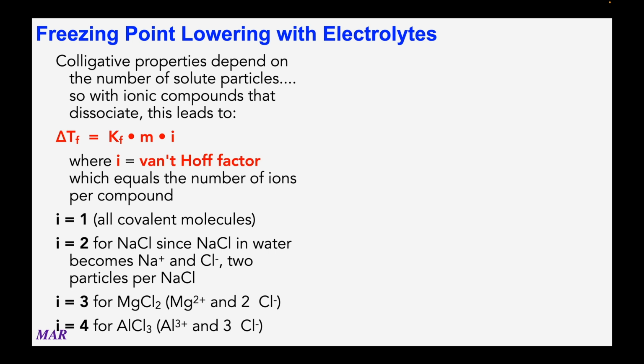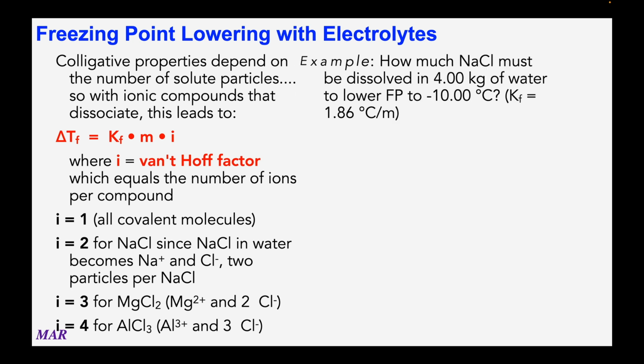Now for magnesium chloride, you'd have a magnesium 2+ and 2 chlorides in solution. So 1 magnesium and 2 chlorides, 3 pieces total. The i factor is 3. So notice that you're adding up the number of ions to find the i factor. Aluminum chloride would be 4 because you'd have aluminum and 3 chlorides for 4 particles total. And it does affect freezing points, boiling points, stuff like that.